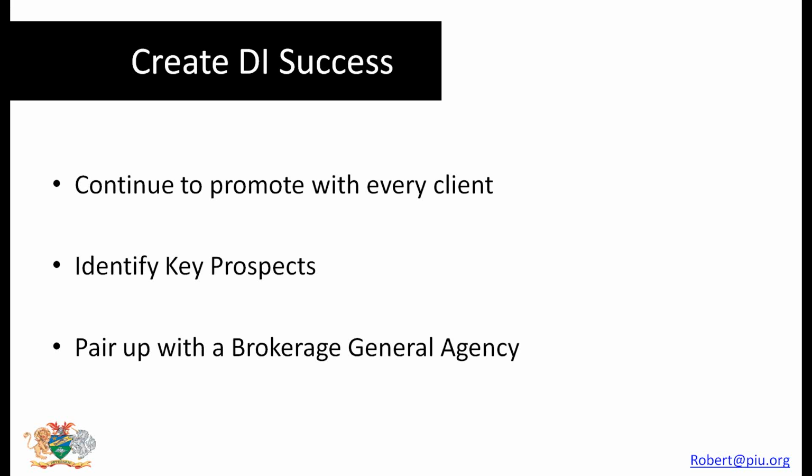A lot of people don't buy DI from their life insurance agent. They don't know that they offer it. So at least make sure it's coming up in the conversation. At least make sure your client is aware that you can protect their income. And if they don't want it now, at least they know to come to you when it's time to approach the topic. You need to identify who your key prospects are.